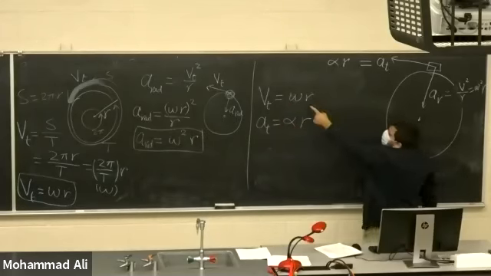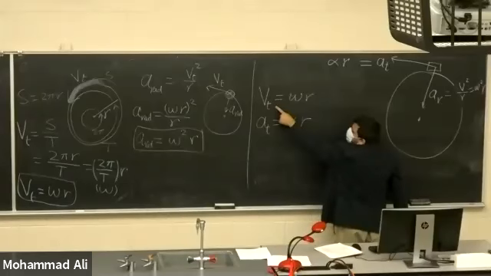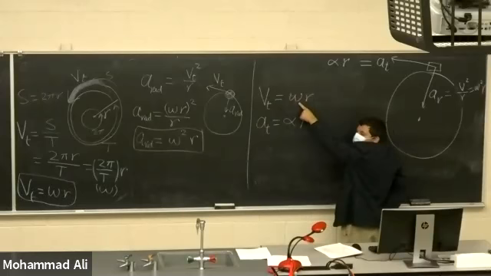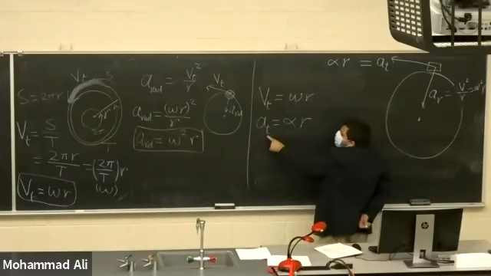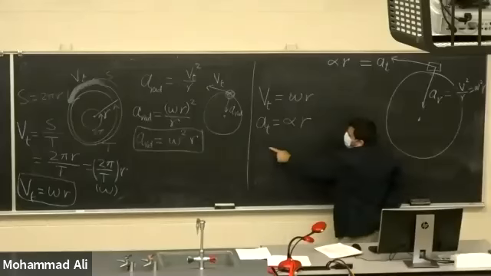Now we have the velocity tangential. The tangential velocity has a relation with the angular velocity. The tangential acceleration has a relation with the angular acceleration. We just need to multiply by R.